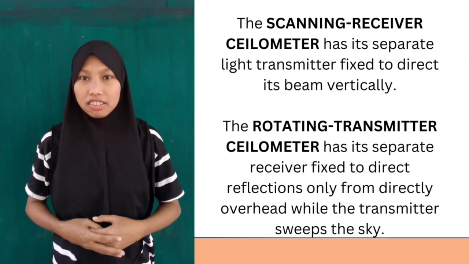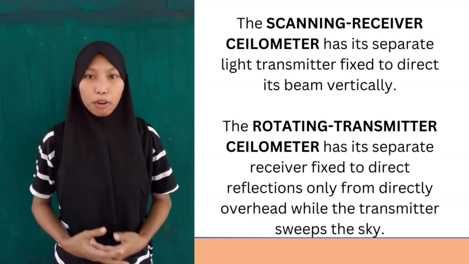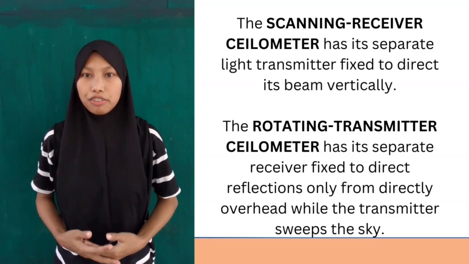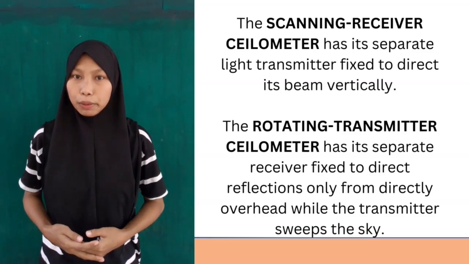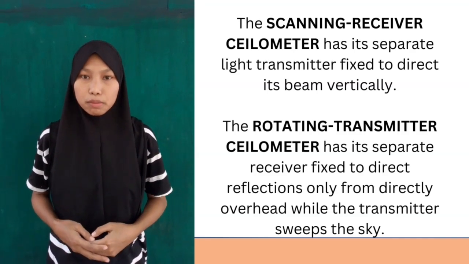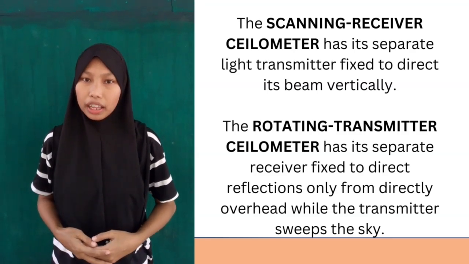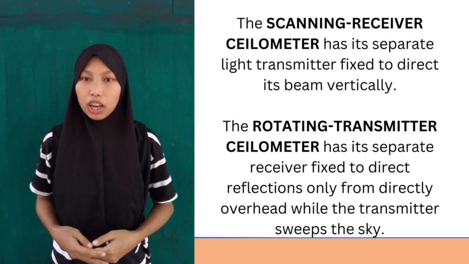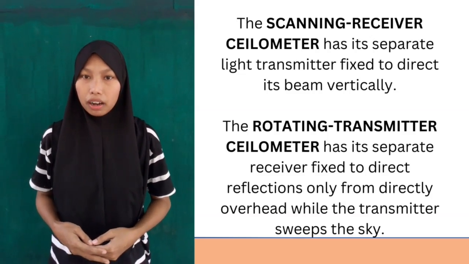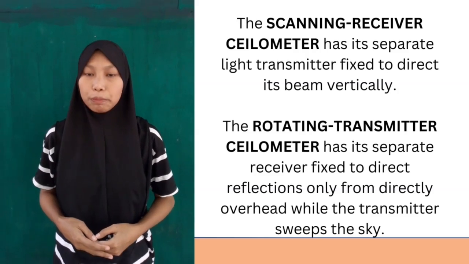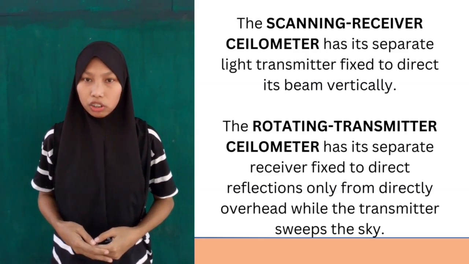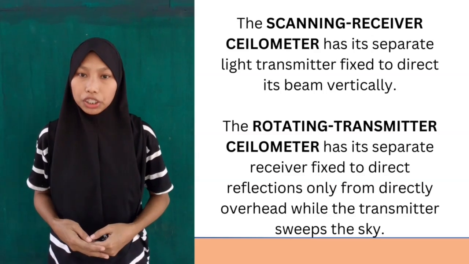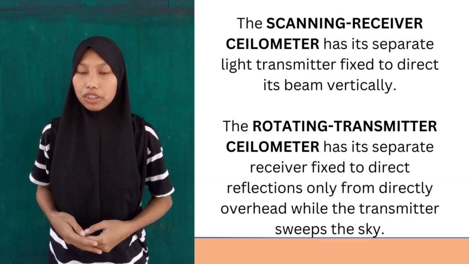First, the scanning receiver ceilometer. In this model, the light transmitter is fixed, sending a vertical beam upwards. The receiver is placed a known distance away and continuously scans the vertical beam. When the light hits the cloud base, it is reflected back. The ceilometer measures the vertical angle of the reflection and, using simple trigonometry, calculates the height of the cloud base.